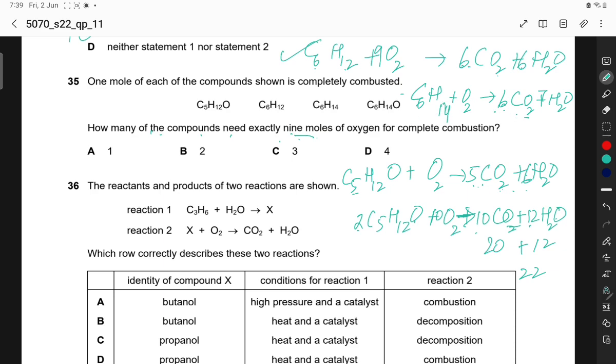C6H14, 6 gives 12, 12 and 7 is 19. 14 H2O plus 12 CO2, and C6H14 doubled gives 12 plus 14, so 12 and 12 is 24 plus 14. So this is also incorrect.